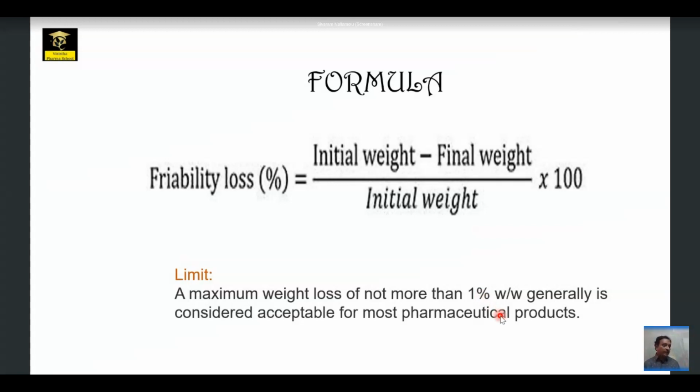Once the test fails, it shows that the tablets do not have the desired hardness. So you have to adjust the machine. Either you increase the hardness slightly in order to make the tablets harder, which will be very useful for further compression of the tablets. So this is how the formula is used to find out the friability value for the given sample.